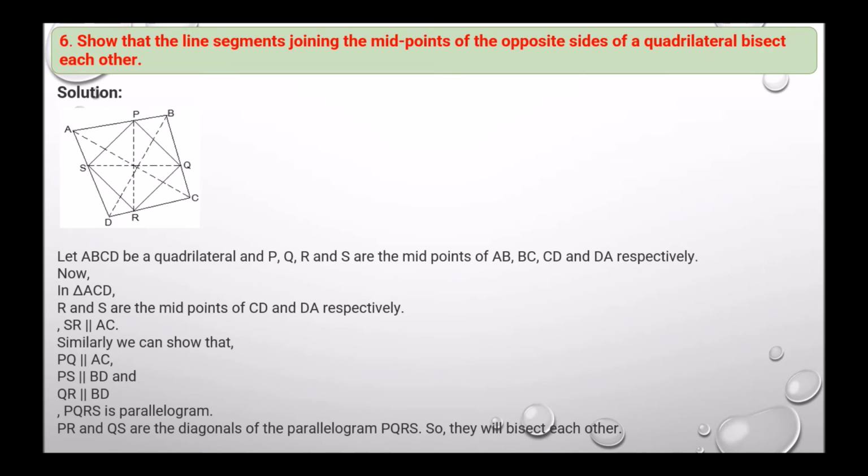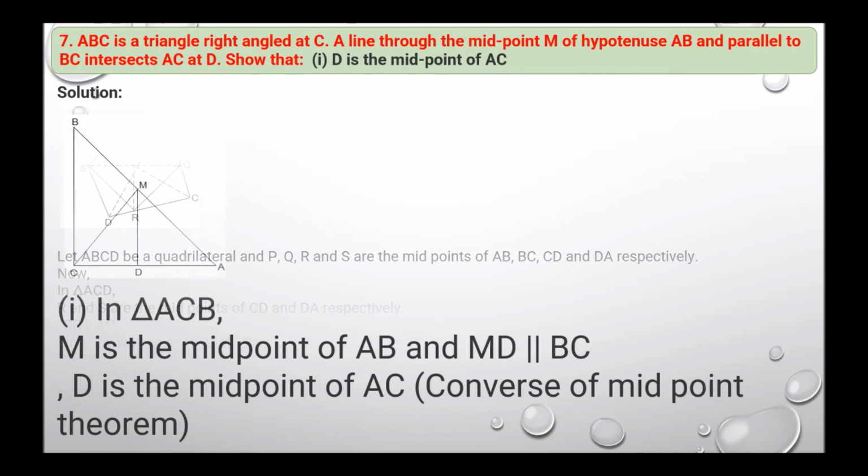Next, show that the line segments joining the midpoints of opposite sides of a quadrilateral bisect each other. So let ABCD be a quadrilateral, and P, Q, R and S are the midpoints of AB, BC, CD and DA respectively. Now in triangle ACD, R and S are the midpoints of CD and DA respectively. SR is parallel to AC. Similarly, we can show that PQ is parallel to AC, PS is parallel to BD and QR is parallel to BD. So PQRS is a parallelogram. PR and QS are the diagonals of parallelogram PQRS, so they will bisect each other.